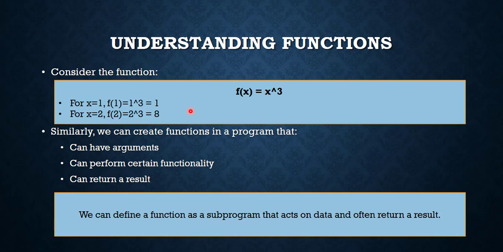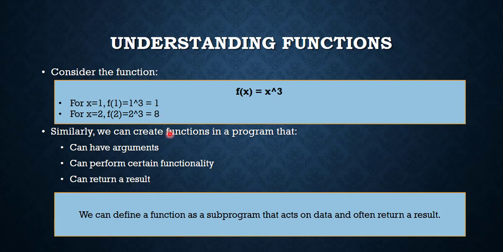So for different values of x, this function evaluates to different values. Like for x equal to 1, this function will be evaluated to 1, and for x equal to 2, this function will be evaluated to 2 to the power of 3, which is equal to 8, and for x equal to 3, this function will be evaluated to 27.